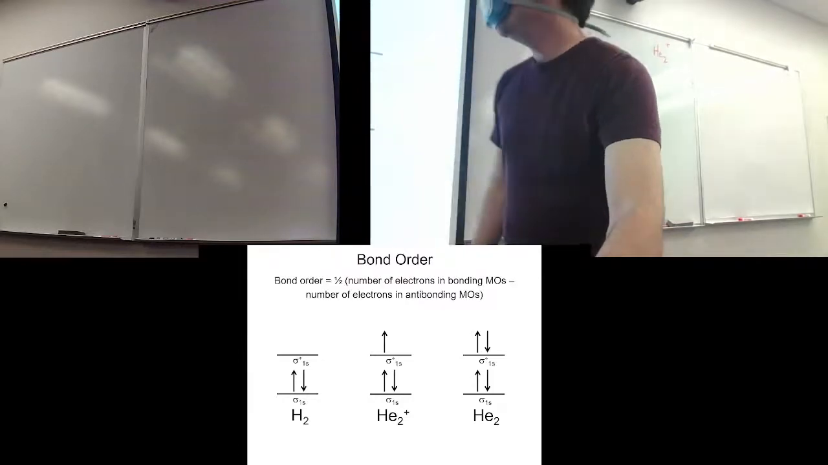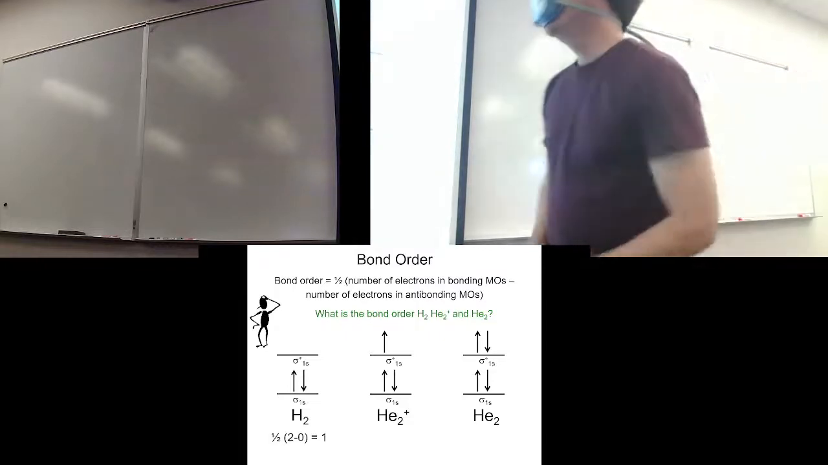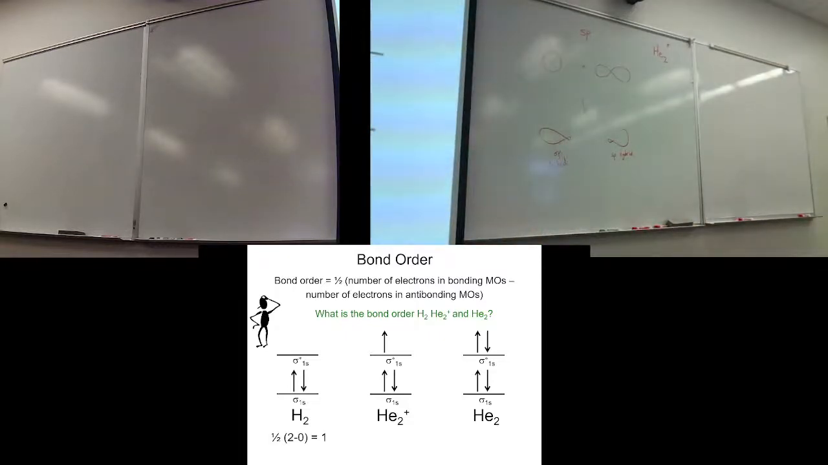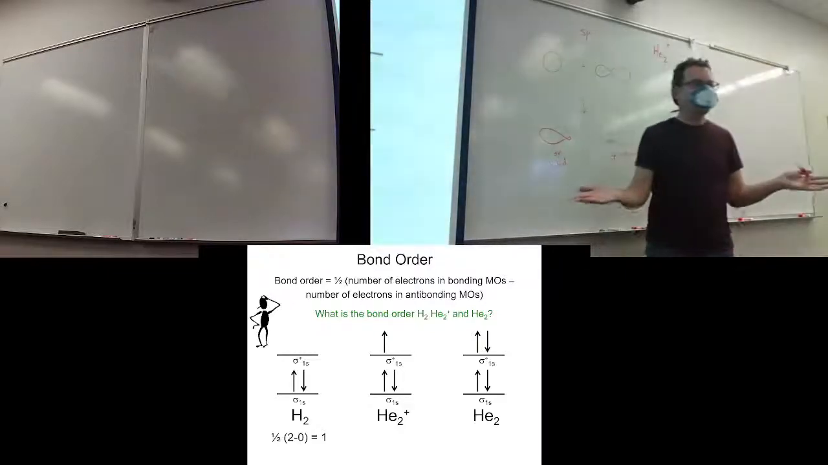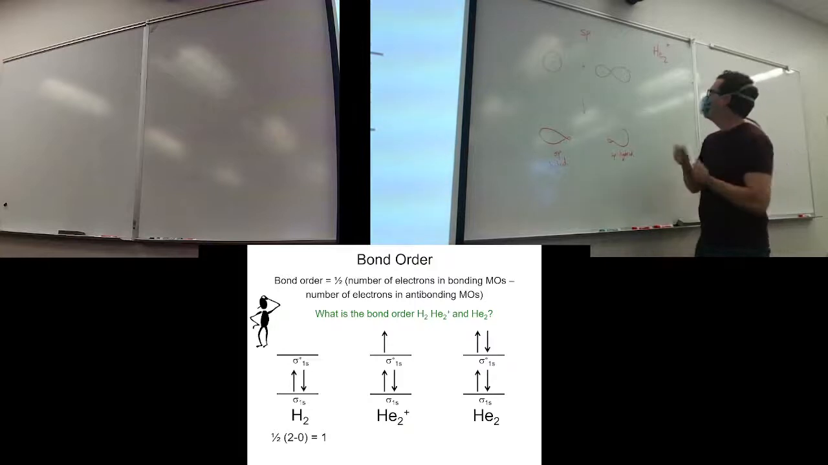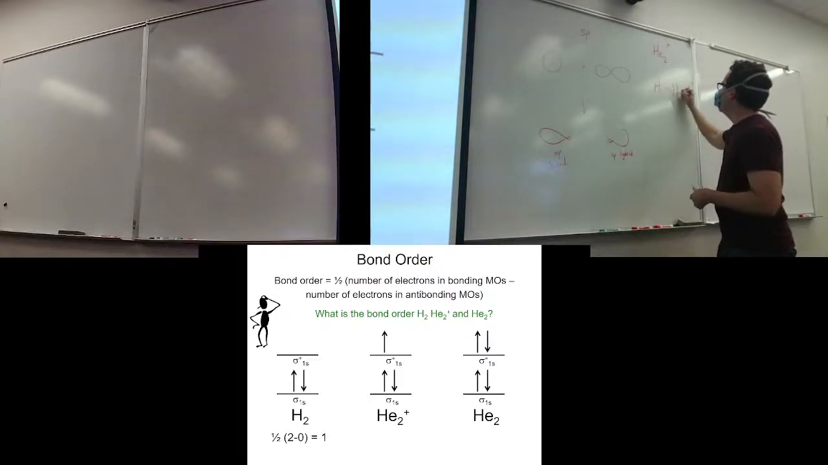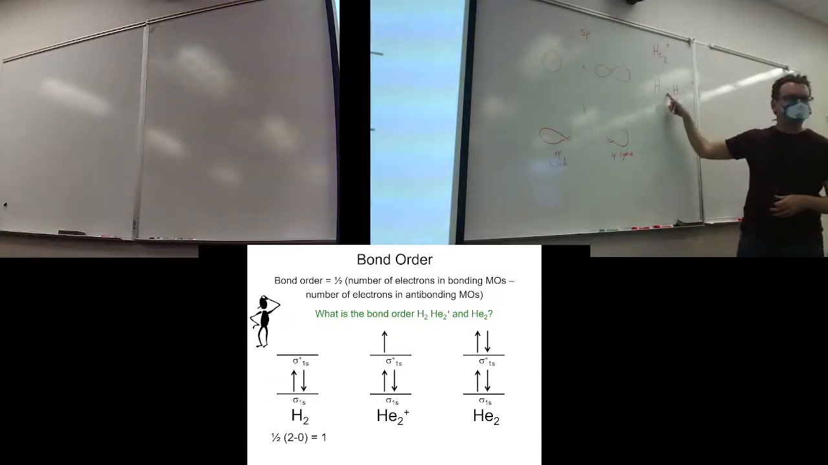So when you do it for hydrogen, you get 2 electrons in bonding MOs, you get 0 electrons in anti-bonding MOs. 2 minus 0 is 2, times a half is 1. Bond order 1. Let's see, we know that already. Valence bond theory predicted that. Our Lewis structure of hydrogen looks like this. That seems overly complicated just to figure that out.